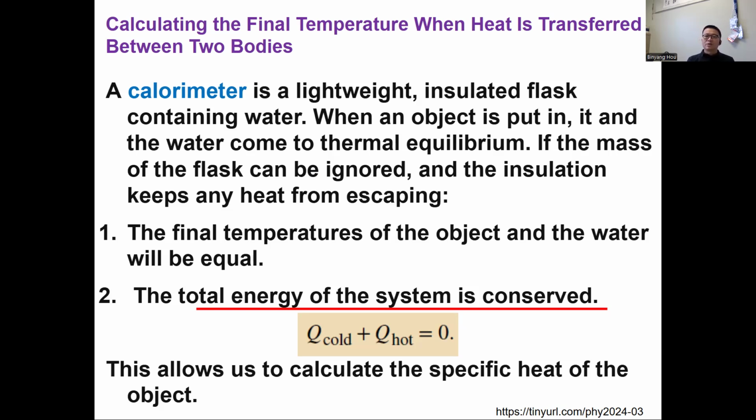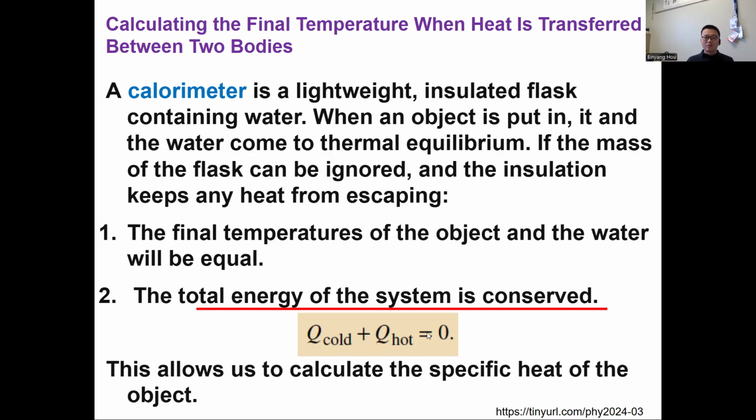All right, so you'll measure the final temperature, the equilibrium temperature, for both the object and the water. Basically what happens here is there's heat transfer between the liquid you see here, water, and the substance. One will be cold, one will be hot. So the heat received by the cold object should be positive.